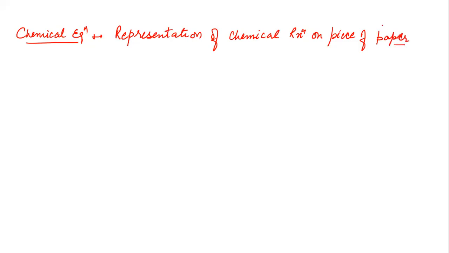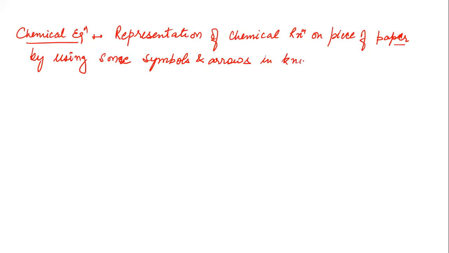Whatever the chemical reaction is going on, if you represent it on a piece of paper by choosing some symbols and arrows, it is known as a chemical equation. Clear?